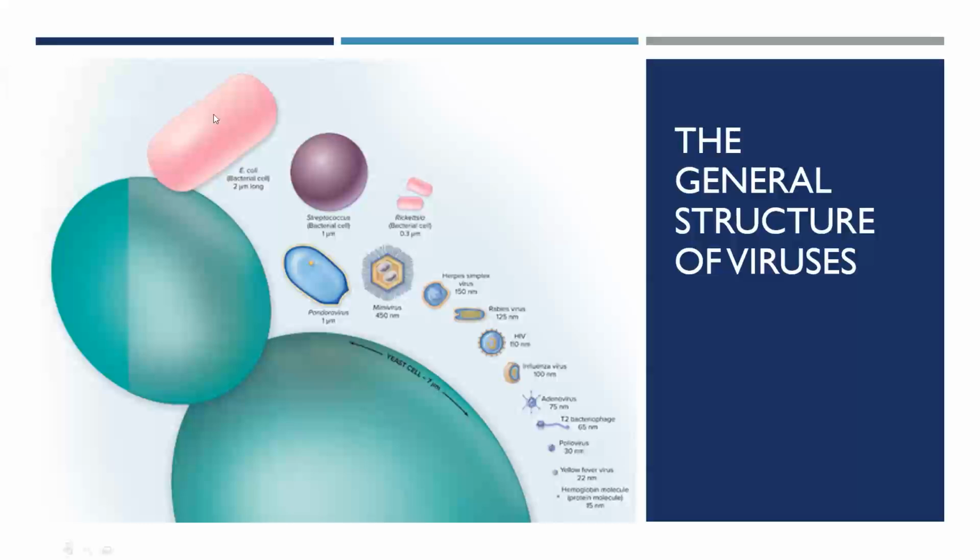Then if we look at our pink and purple ones up here, these are our prokaryotes, E. coli, streptococcus, and so on. And then we can see from about 1 micrometer is our largest virus all the way down to 22 nanometers with yellow fever virus. This is the relative size of our viruses. And then for perspective, we have the smallest molecule on this picture, the hemoglobin molecule found in your blood. It's a protein molecule, and is even smaller at 15 nanometers.